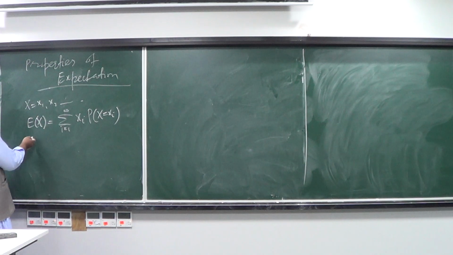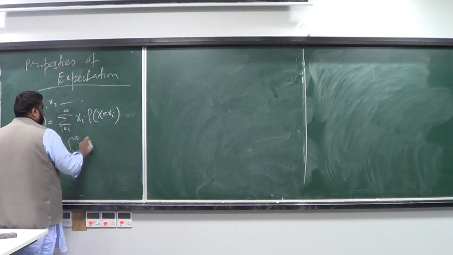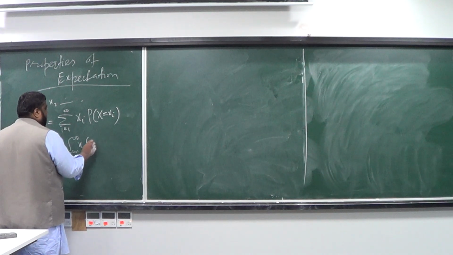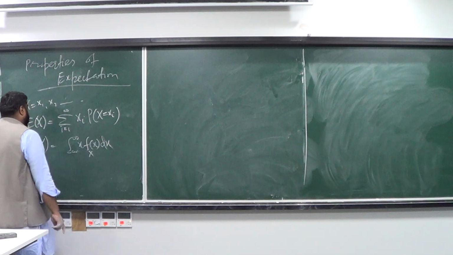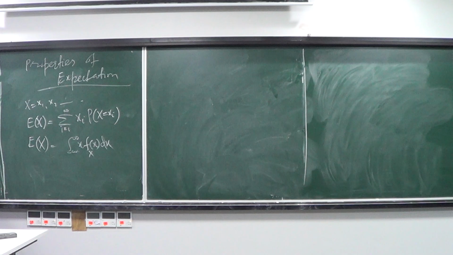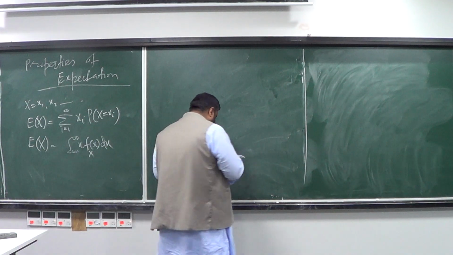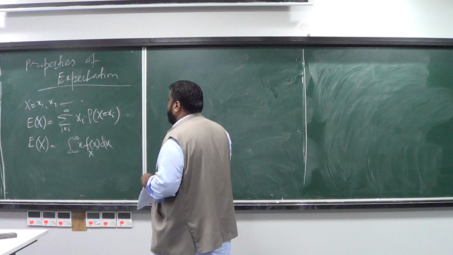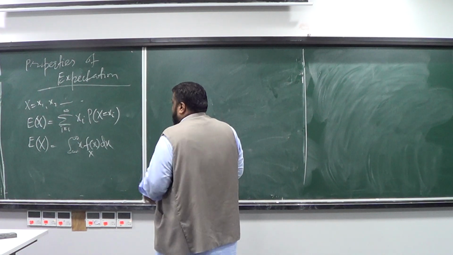And if X is a continuous random variable, then the expectation of X is the integral from minus infinity to infinity, the continuous version of it, x times f_X of x dx, where f_X of x is the PDF of the random variable. And now what we're going to do is study several properties of expectations.